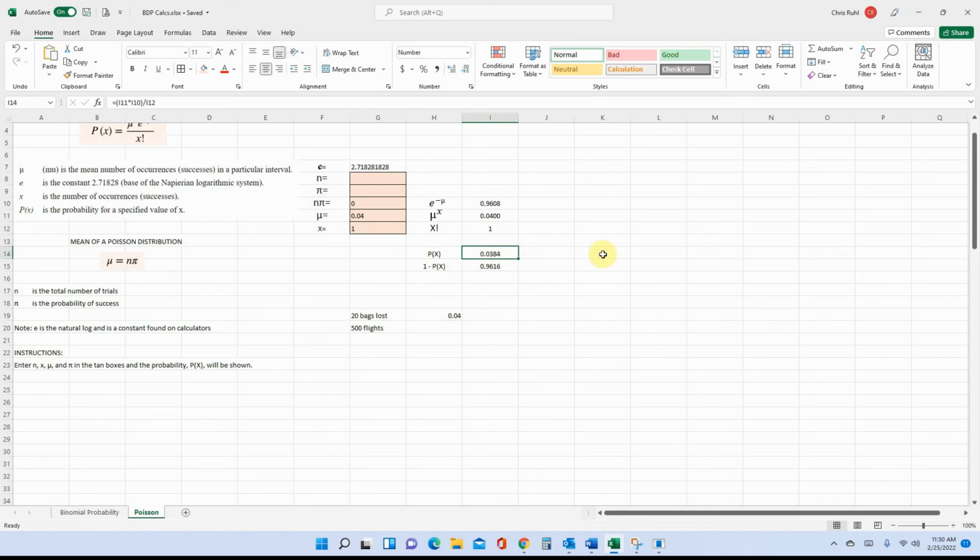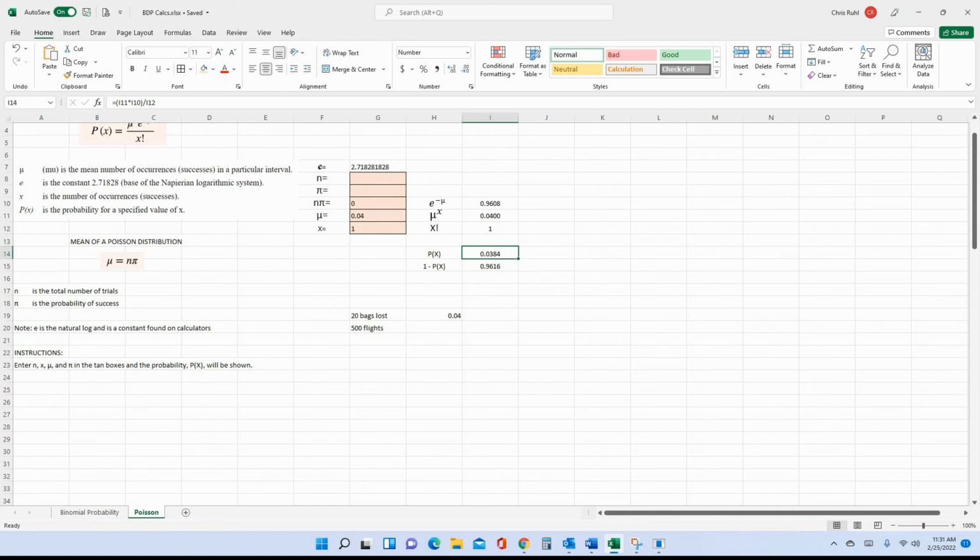By the way, there's another error in your book. This formula is found on page 179. And in the formula of the probability of exactly one lost bag, when it shows 0.04, it shows it to the 0 power. That's supposed to be X, but in the second case, X is 1. So that 0 on there should be a 1. The answer is correct, but the way they printed it there, it's incorrect.